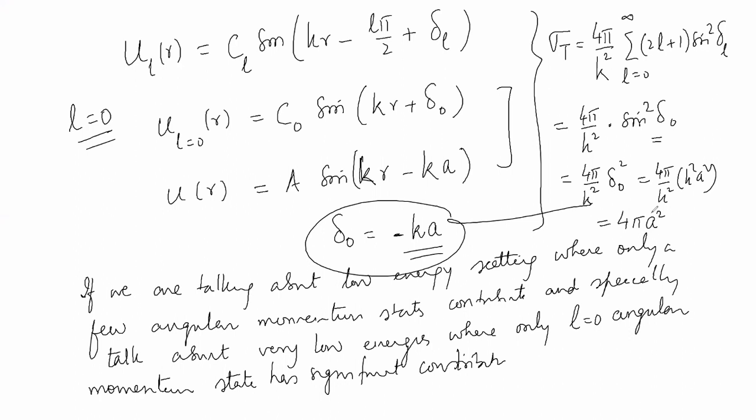Now tomorrow, starting at 11, we will talk about the scattering from a square well potential. That if the potential is of square well shape, then how much is the total scattering cross section? Okay, let's stop here. We shall start tomorrow.